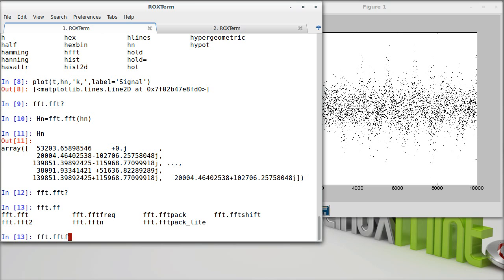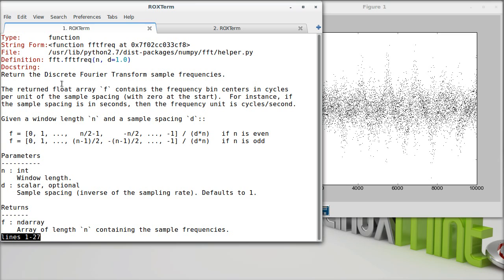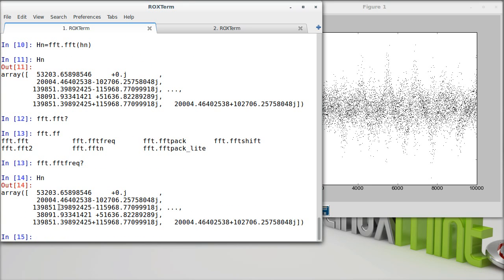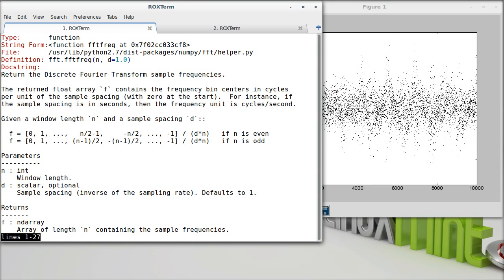Fortunately, there's a function that tells us this: FFT freq. This returns the sample frequencies, in the order in which they're stored in the Fourier transform. So we've gotten this result, which is the Fourier transform, the function evaluated at certain frequencies. This corresponds to one frequency, this to another, etc. How are these organized? That's what this function does for us.